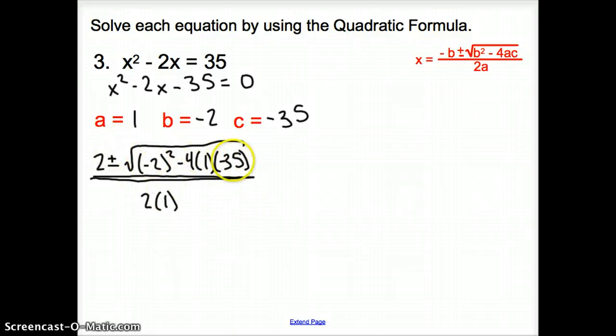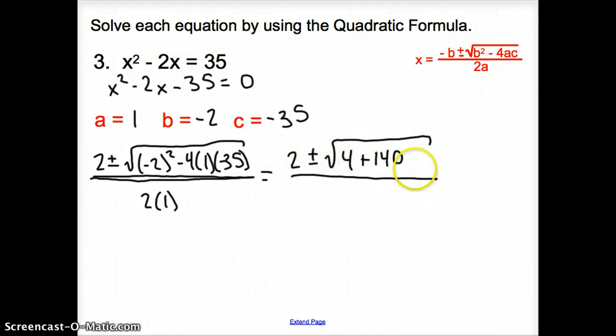Now let's simplify this. I'm just going to simplify what's in the square root. So let's keep rocking. It's 2 plus or minus the square root of, the negative 2 squared is 4. And then we have a negative times a negative, so it makes a positive 140. Now that's the trickiest part about these problems. Pay attention to your negatives. It's a negative times a negative makes a positive 140. Again, that's all on top of this fraction bar. 2 times 1 is 2. We keep simplifying. It's 2 plus or minus the square root of 144 all over 2.